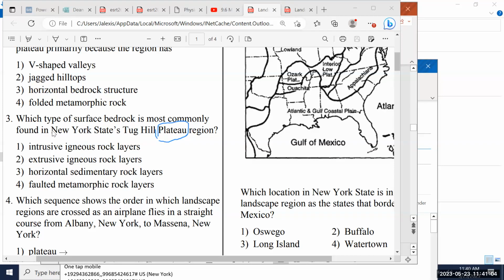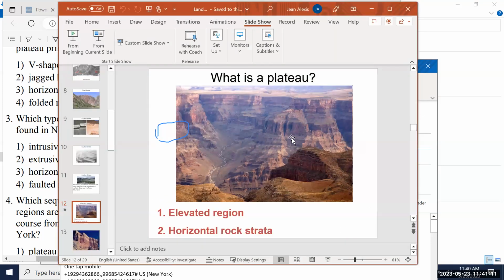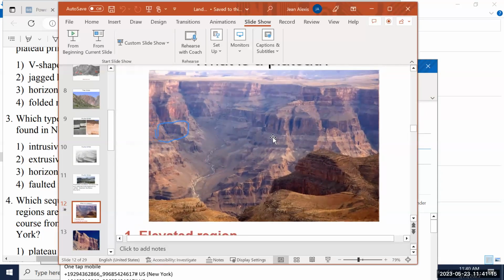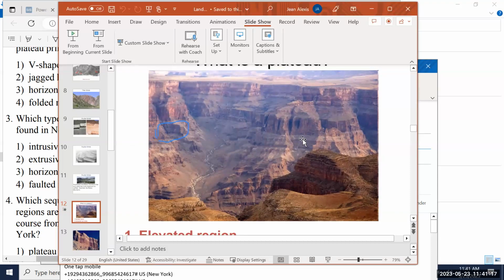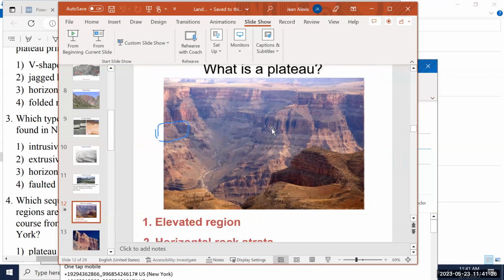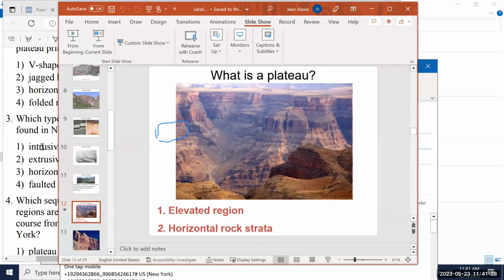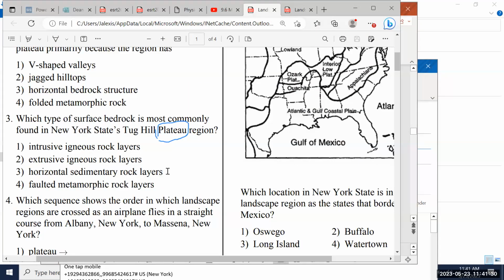And if we take a look as well at the picture of a plateau, we can zoom in and we can see that these layers are horizontal. And this also lets me know that with plateaus, these are sedimentary rocks. These are layers of sedimentary rocks as well. So therefore, when I go to number 3, the best answer is going to be choice 3.